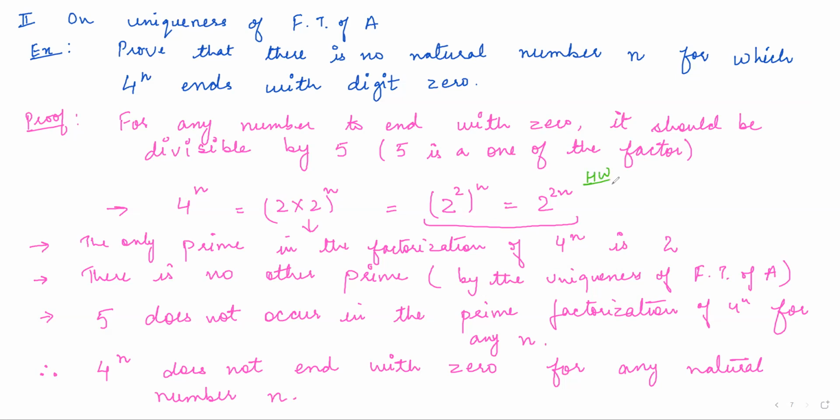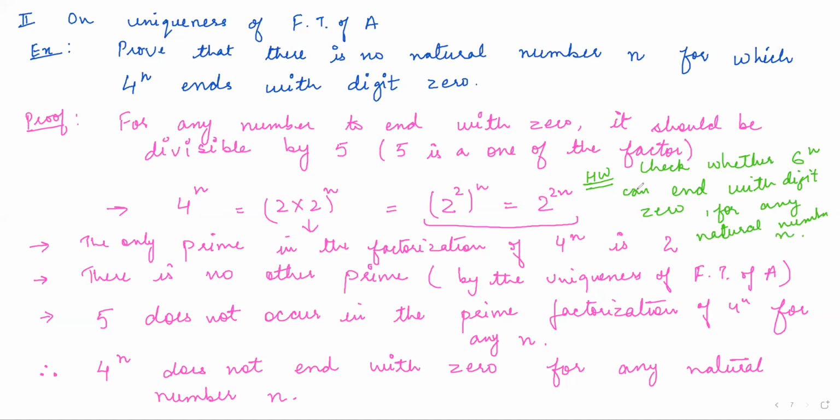So here, the homework part is this. Check whether 6 to the power n can end with digit 0, for any natural number n, counting number, because I don't want negative n, it's only positive. So that's the homework. Same way you have to write, okay? The hint is that 6 can be broken down as 2 into 3, so 6 to the power n is 2 into 3 to the power n. So again, you can see there is no 5 here. Then you have to write the same lines and conclude that 6 to the power n does not end with 0 for any natural number n.